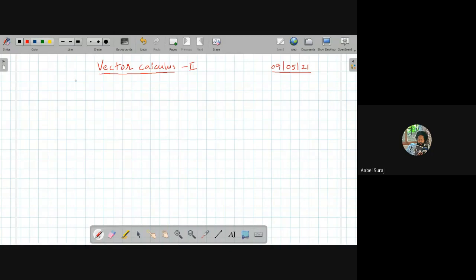To start with, we have two problems left off from the previous class. So let's start with the problem: find the value of the relation.